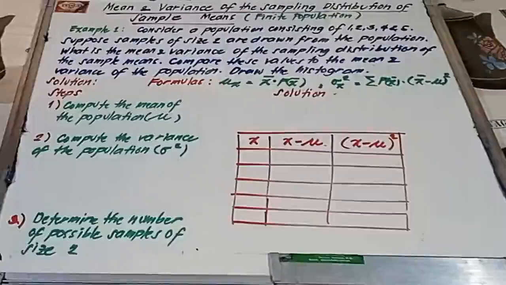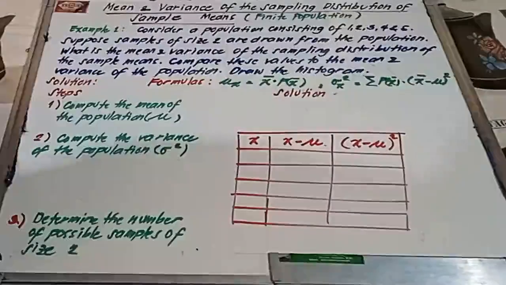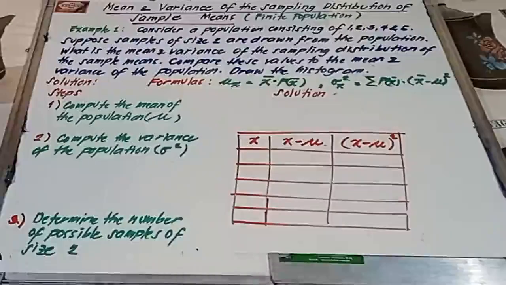Consider a population consisting of 1, 2, 3, 4, and 5. Suppose samples of size 2 are drawn from the population. What is the mean and variance of the sampling distribution of the sample means? Compare these values to the mean and variance of the population and then draw the histogram. Okay. So maraming pinapagawa sa atin. Doon sa previous videos ko, susundin natin yung mga steps na nabanggit ko doon.